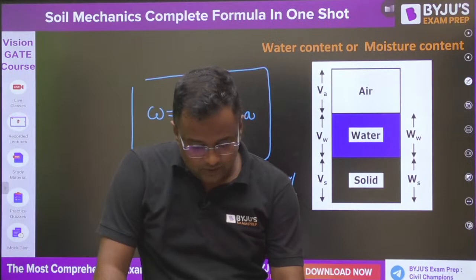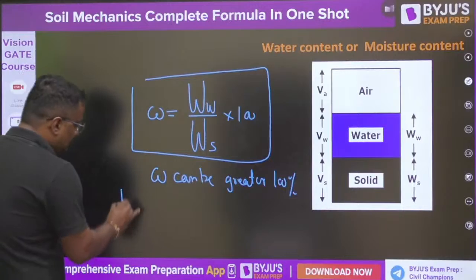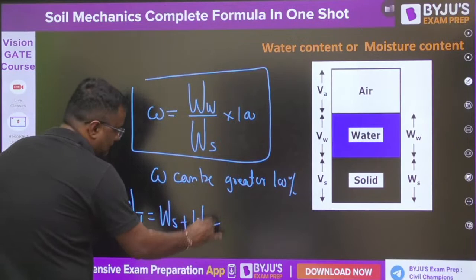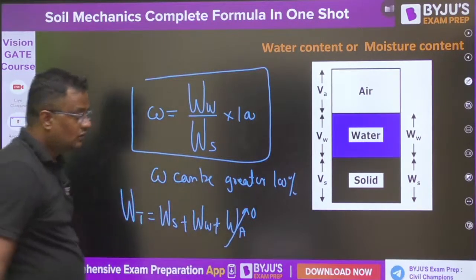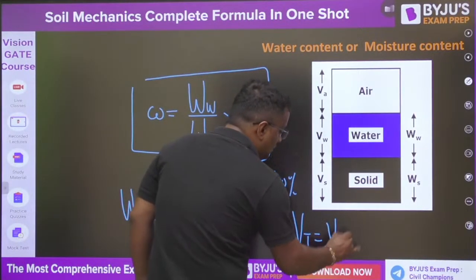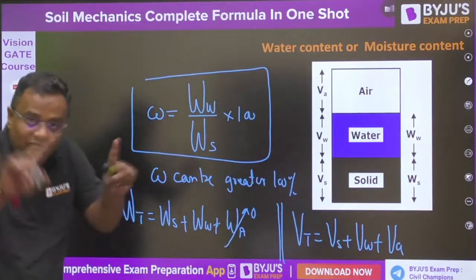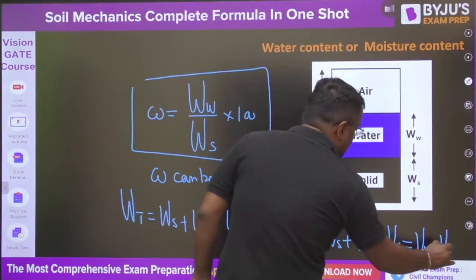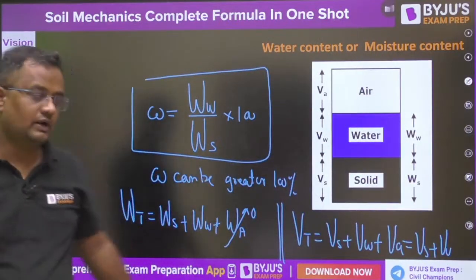Now going further, guys. Total weight is weight of solid plus weight of water. Capital W also applies to air, but weight of air is taken as 0. What is total volume? Total volume is volume of solid plus volume of water plus volume of air. Volume of air is not 0, guys, and water and air are voids. So total volume is volume of solid plus volume of voids.